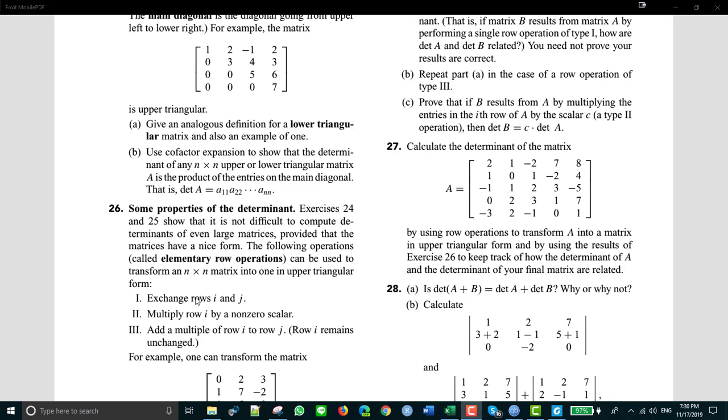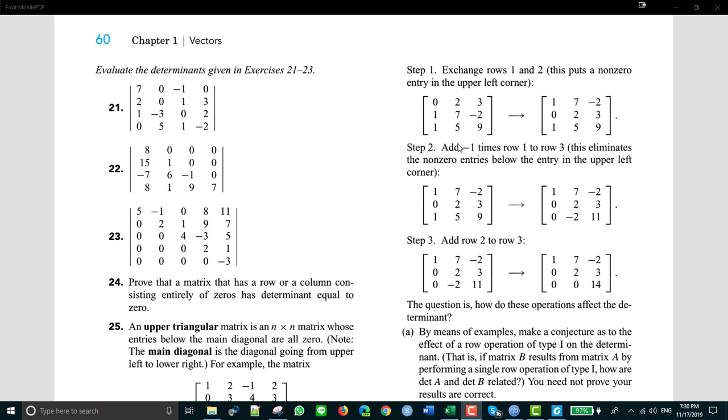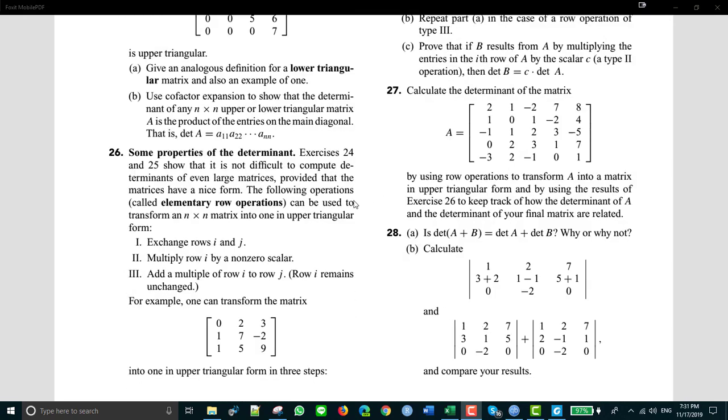Another so-called elementary row operation is to add a multiple. By the way, when you multiply a row, it should be a non-zero number that you're multiplying by. But add a multiple of row i to row j. So that's what they did here. They said add negative 1 times row 1 to row 3. So we have this row, we multiply it by negative 1. So this becomes negative 1, this becomes negative 7, this becomes plus 2. We take that and add it to here. So this doesn't change, 2 is not changed. But we add negative 1 to 1, we get 0. We add negative 7 to 5, we get negative 2. And we add 2 to 9, we get 11.